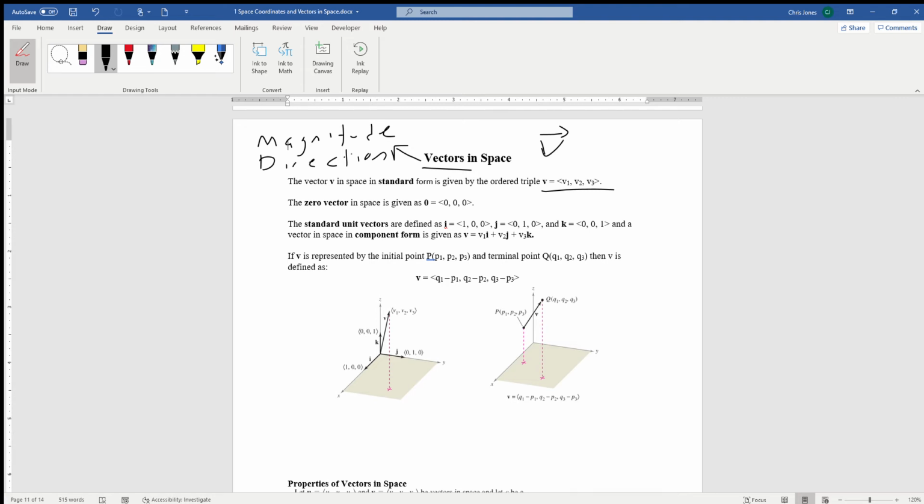The zero vector is just a vector that has no direction, no magnitude, and we could write the zero vector like that as well. We have standard unit vectors, and the standard unit vectors are in the x direction, the y direction, and the z direction, and they have a magnitude of 1, and they fall right along the x, y, and z axes. And then we have this other form, so we have a standard form, and then we have a component form. Sometimes this is called a linear combination.